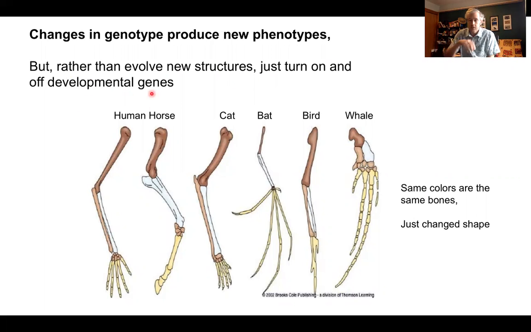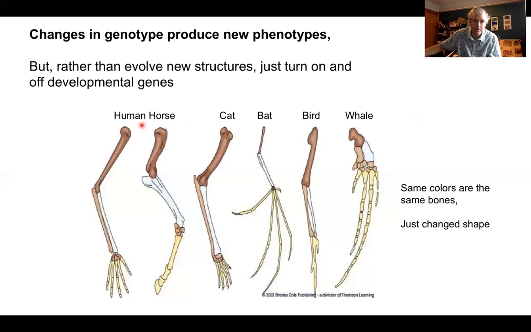So what it means is you have your basic structure, but then as the organism is developing as an embryo, different genes get turned on and off for different amounts of time, and that tells different structures to become different sizes. So for example, this is a whole bunch of the arm and limb bones of mammals. We've got human, horse, cat, bat, bird, and whale. And within these bones, the same colors represent the same bones. What's happened is no new bones have been made, they've just changed in shape.